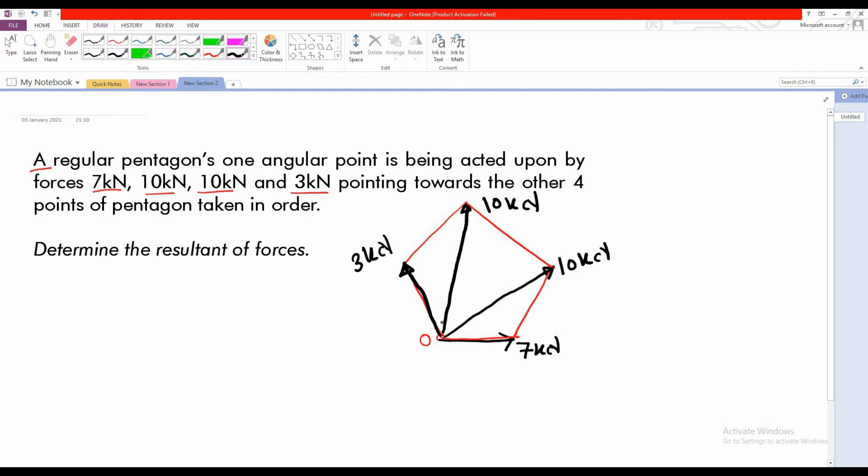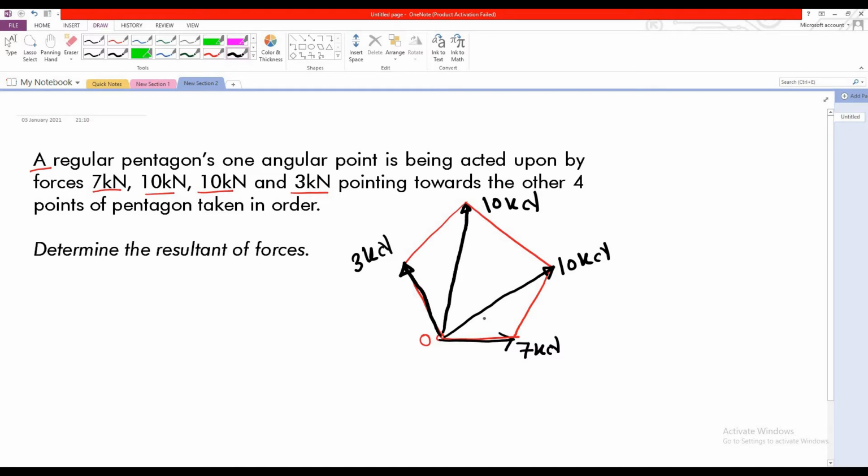We can do this in this direction also, or we can consider any other point as O. Just remember that the data given in the problem should be exactly represented on the diagram. For example, let's say this is another pentagon we can have. Then we can consider this point as O. Then what they have said: 7, 10, 10 and 3. Therefore, this should be 7, then 10, then 10 and finally this should be 3. Whatever point you select, just maintain the order.